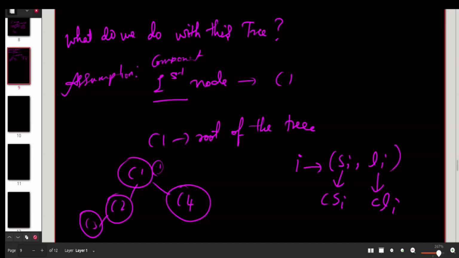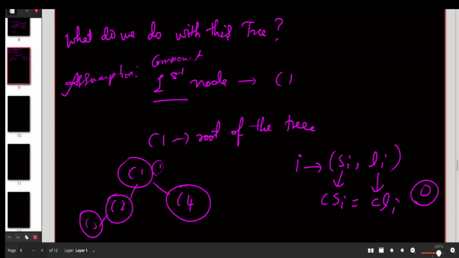If CSI equals CLI, then he will have to pay 0, because both are in the same component. There is no way you can choose an edge which can actually disconnect both vertices. So the CSI and CLI will be one of the C1, C2, C3 or C4.